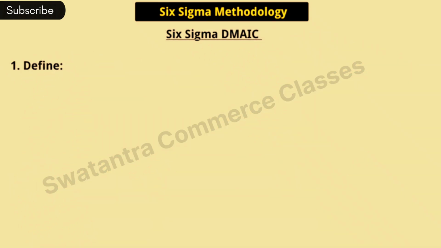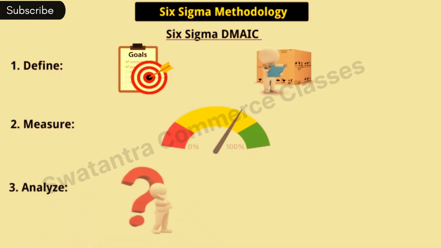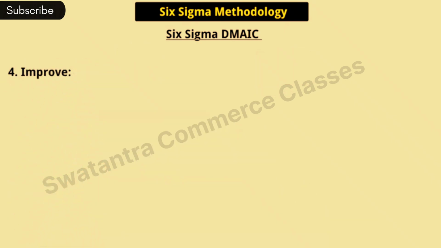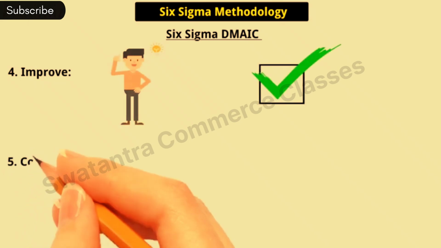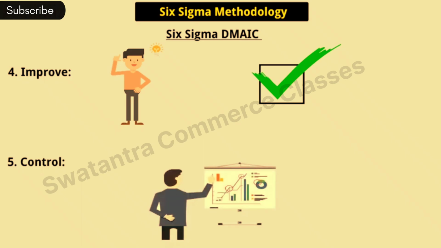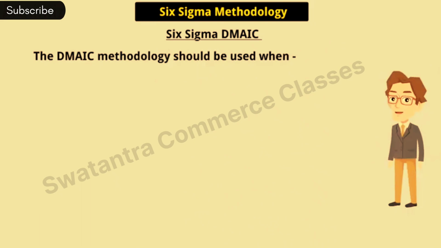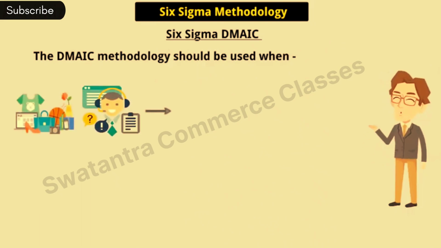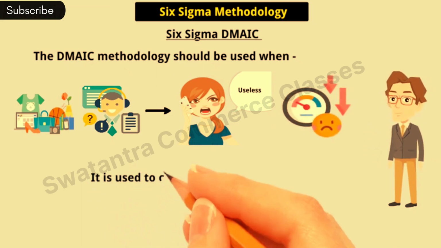First, define: identify the project goals and all customers' deliverables. Second, measure: understand current performance. Third, analyze: determine root cause of any defect. Number 4, improve: establish ways to eliminate defects and correct the process. Number 5, control: manage future process performance. The DMAIC methodology should be used when an existing product or service is not meeting customer needs or performing to its highest standard. It is used to correct a process.